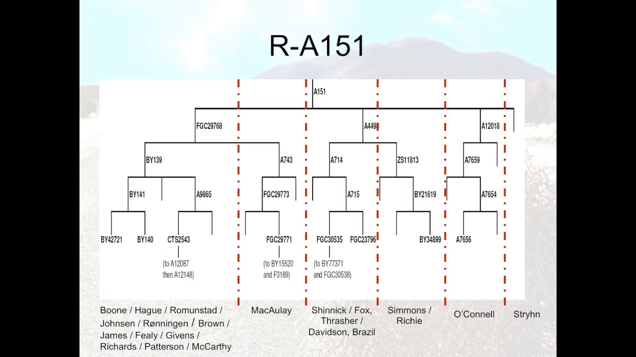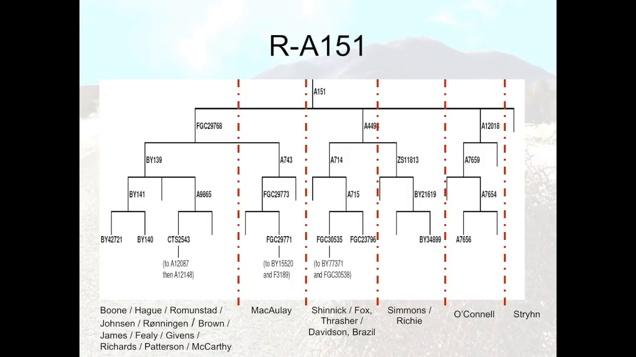There are Macaulays from different parts of the world who are in totally different parts of the tree. These are Macaulays from the islands of Lewis and Harris, from the northwest of Scotland, from the Outer Hebrides. This particular branch here comes down through a SNP called A714. And then you can see that splits into a 715 positive branch. There's a number of individuals identified here, but you'll see the names here are Shinnick, Fox, Thrasher, Davidson, and Brazel, and probably Hill as well. We have two individuals called Hill at the moment who are testing Big Y and are almost certainly on this arm somewhere. The question is, are they 715 positive or not?